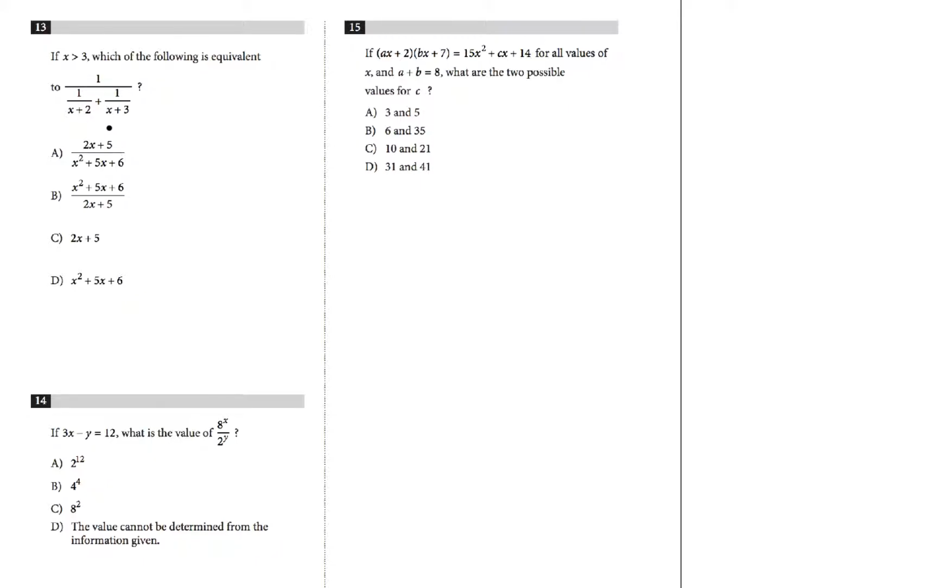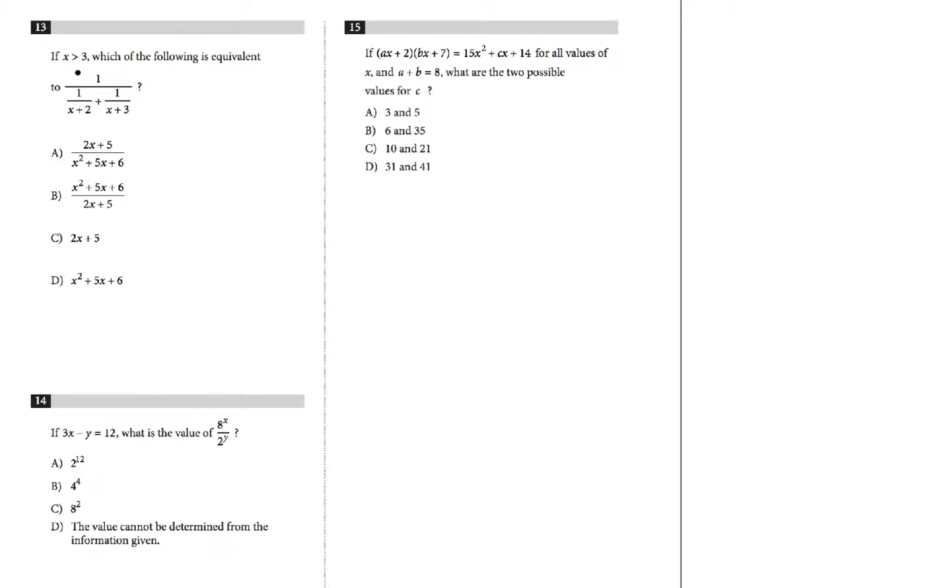They say that because they want to make sure that there's no 0 in the denominator, because that would be undefined. So what we're going to do is simplify this big complex fraction and see which one it looks like at the end of the day.